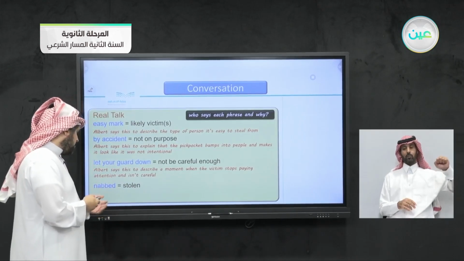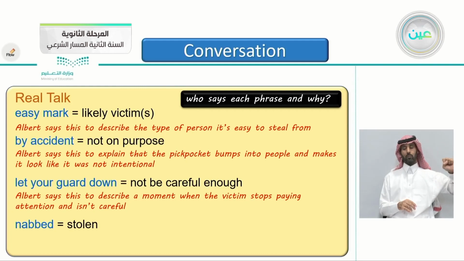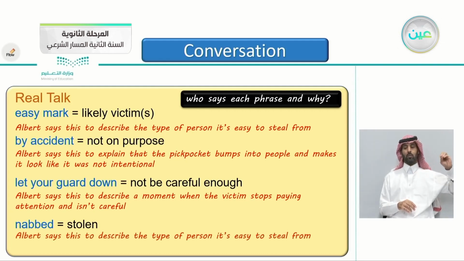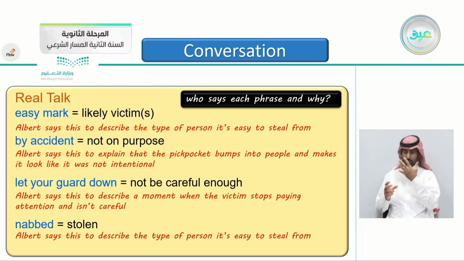Nabbed, again, stolen. Who says nabbed here? Yes, that's correct. Albert said this to describe the type of person it's easy to steal from.